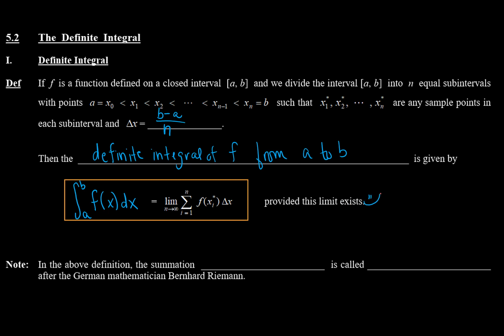Now, in the above definition, the limit as n approaches infinity of the summation as i goes from 1 to n of f of x sub i times delta x is called the Riemann sum, after the German mathematician Bernhard Riemann, who waxed lyrical on it.